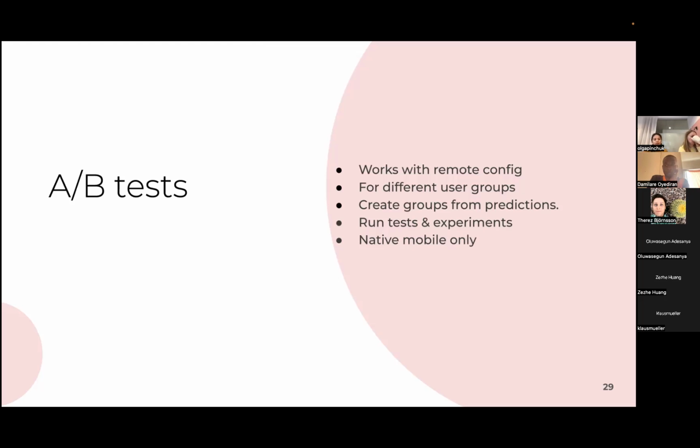So, A/B tests. A/B testing is really great if you want to create new features and test them, so you can do more test-driven development. And this you can do with remote config. A/B tests are also native, but you can also do it manually with remote config. Then you can run different tests and experiments on your users.